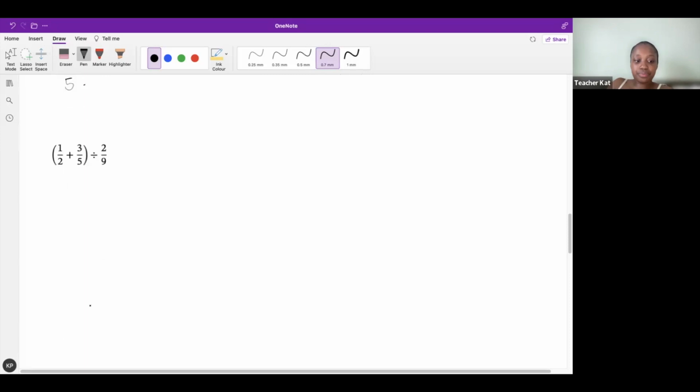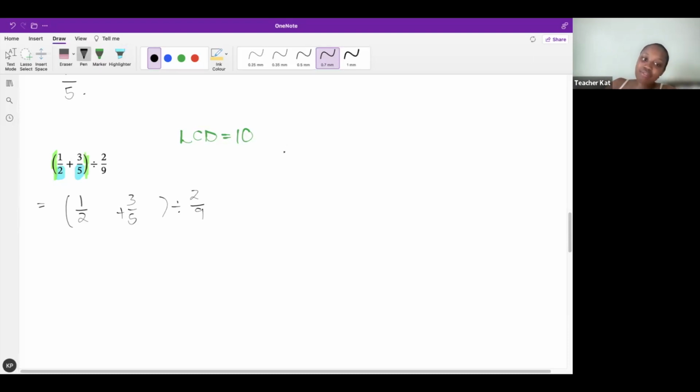Nice. Okay, we have brackets again. There's just one thing that's different over here, but we'll get to it just now. But we need an LCD first. We need an LCD inside my bracket. What's the LCD between, well, 4, 2, and 5? Nice. So my LCD is 10. So I'm going to rewrite this. A half plus 3 over 5 divided by 2 over 9. Take note, I rewrite everything.